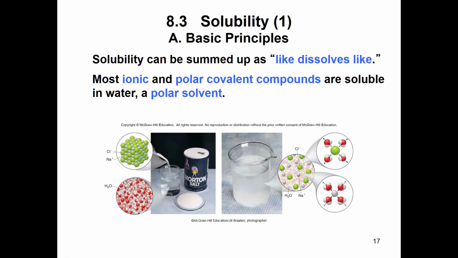So in solubility with compounds, the chemists always say like dissolves like. So if it's ionic or polar covalent, it's going to dissolve in a polar solvent. And the universal polar solvent is water. So if it's ionic, like salt, or if it is a polar material, then it will dissolve in water because it's also polar.